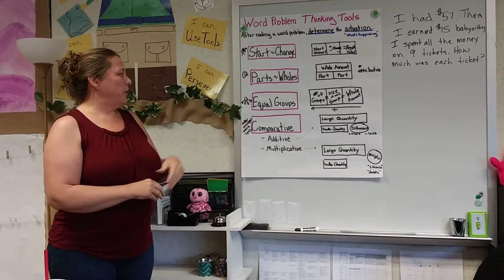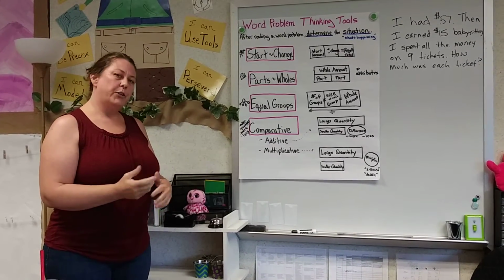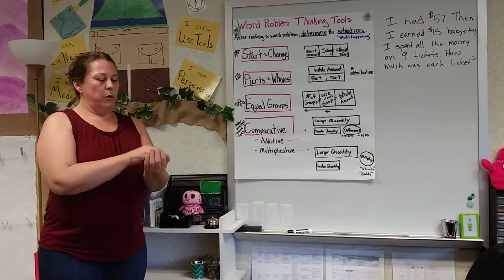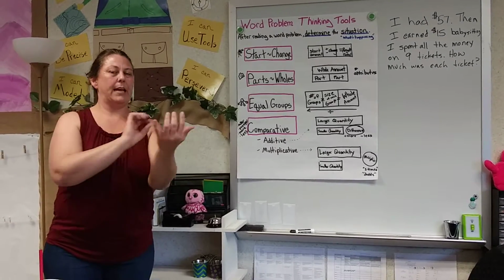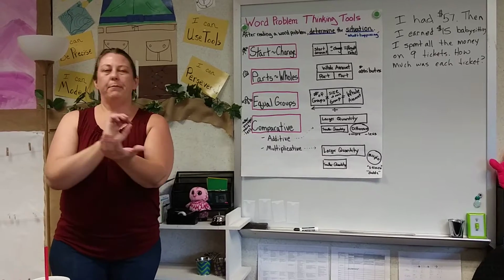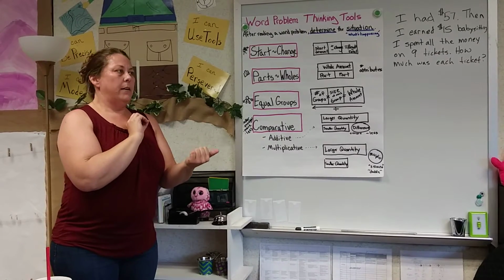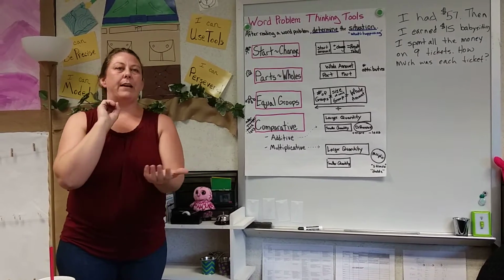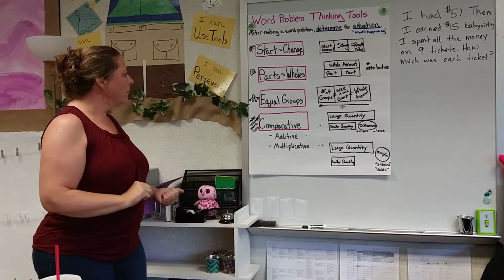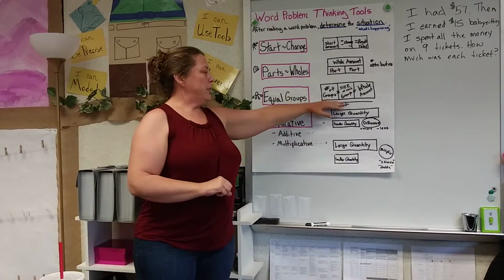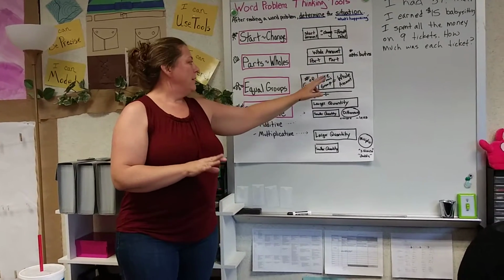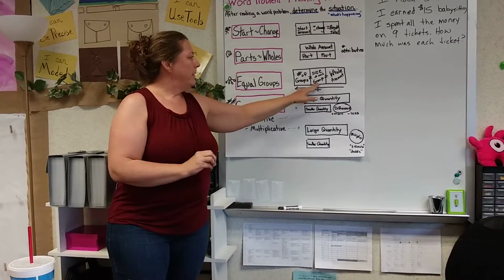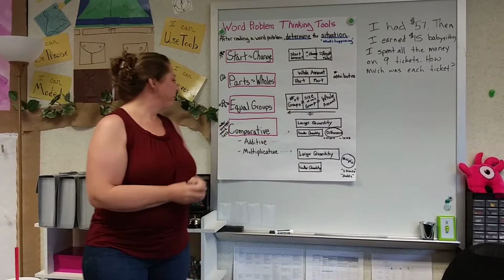The third thinking tool is for equal groups. This works with multiplication or division. Do you have a group of things where the same thing is happening each time? Same ticket price, same number of kids on a bus, same number of apples in a bowl. If it's an equal group situation, we read the problem and listen for a number of groups, the size of each group, and then that whole amount.